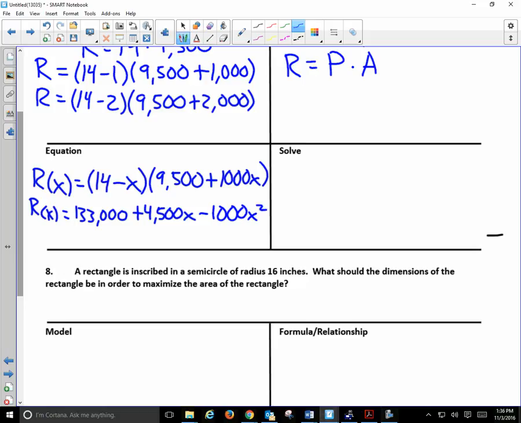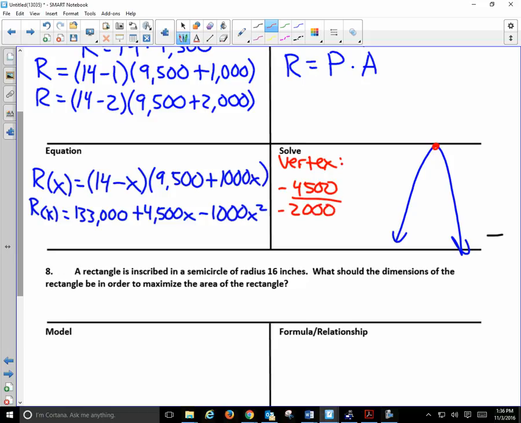What shape does it make? A parabola. Upside down. Are we trying to maximize or minimize? Maximize. At what point does that occur? The vertex. Do we have an equation for vertex? What's negative b, divided by, what's 2a? Cross out the zeros. Negative 45 over negative 20. 2.25.